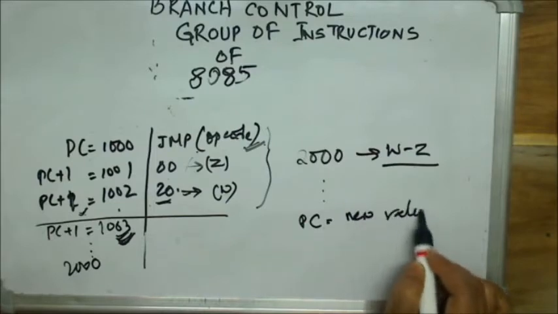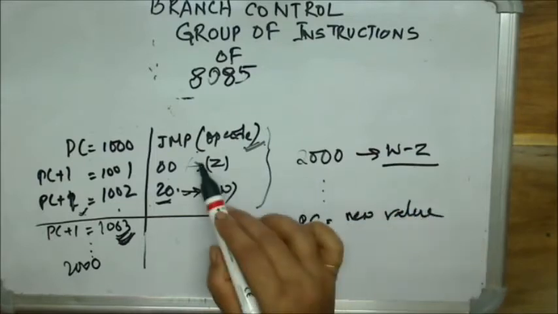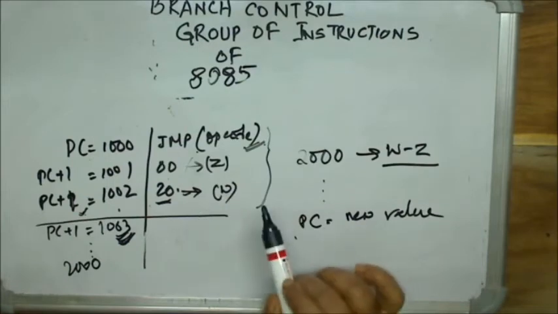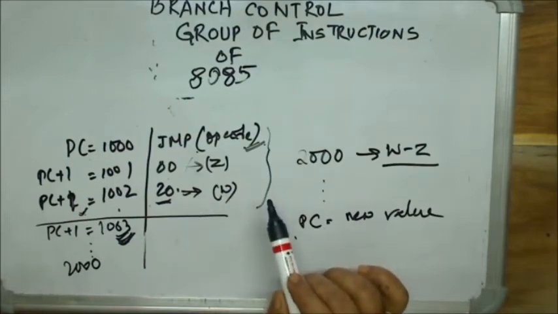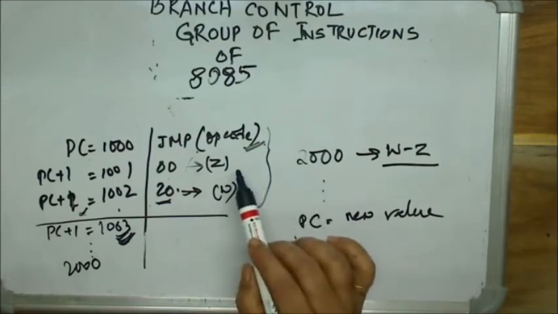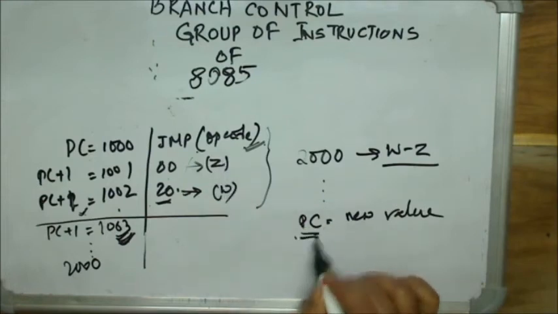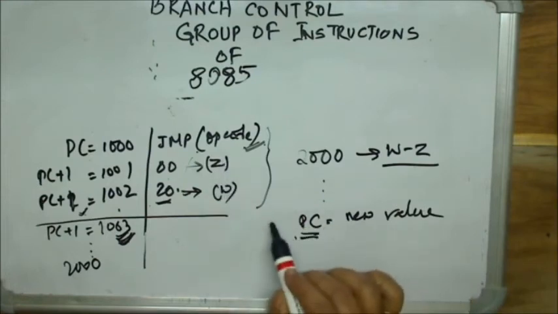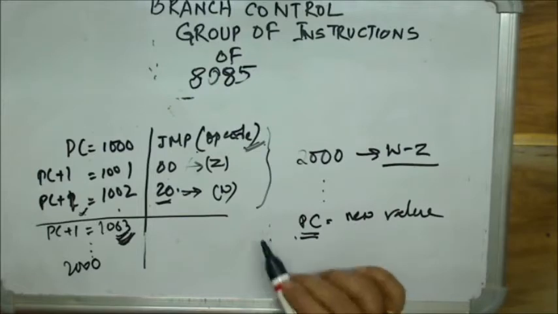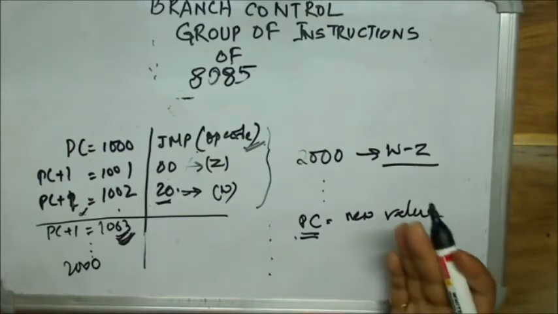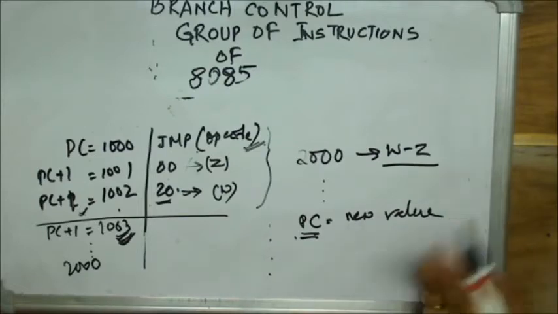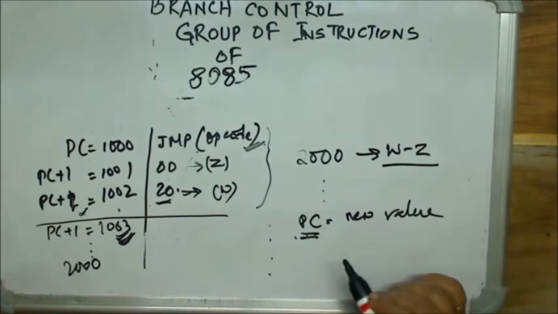The microprocessor knows that since this is a jump instruction, because it is fetched and decoded. So now, since the microprocessor knows that this is a jump instruction, the program counter has to get a new value. That means the program will not go in a sequential manner now. It has to jump to some other memory location.